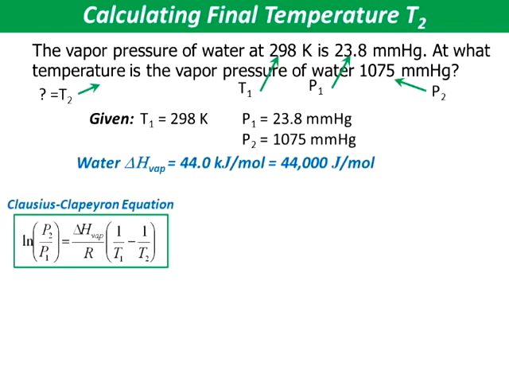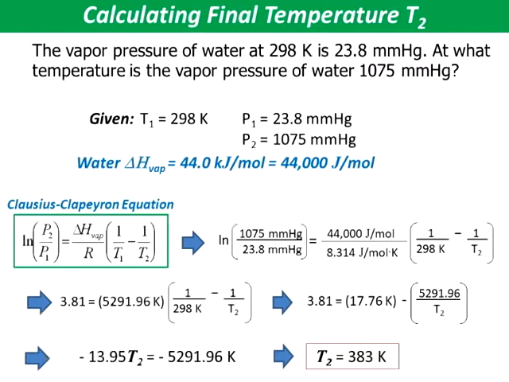We went to a table and we obtained the delta H vaporization of water to be 30.8 kilojoule per mole, which is equal to 30,800 joule per mole. Note that when solving Clausius Clapeyron equations, you must use joule per mole because of the R value. It's very important that you use joule per mole for your delta H values when solving the Clausius Clapeyron equations because of the R value.